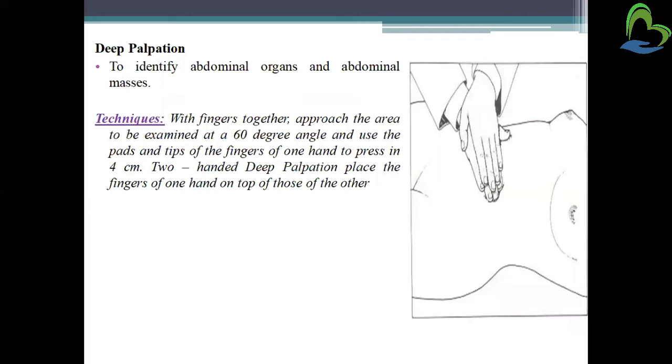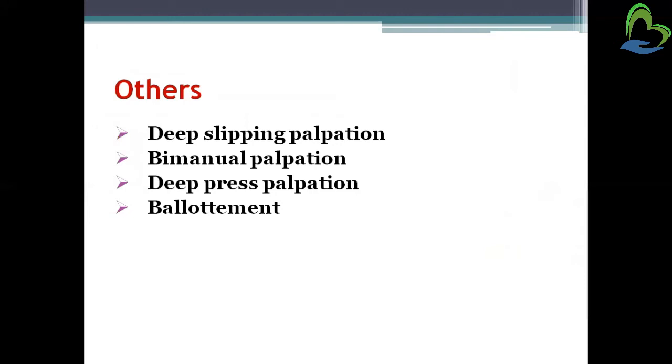And deep palpation is to identify abdominal organs and abdominal masses. So what is the technique? As shown in the figure, with the fingers together, approach the area to be examined at a 60-degree angle and use the pads and tips of the fingers of one hand to press in 4 centimeters. Two-handed deep palpation is also there. For two-hand deep palpation, place the fingers of one hand on top of those of the other, as shown in the figure.